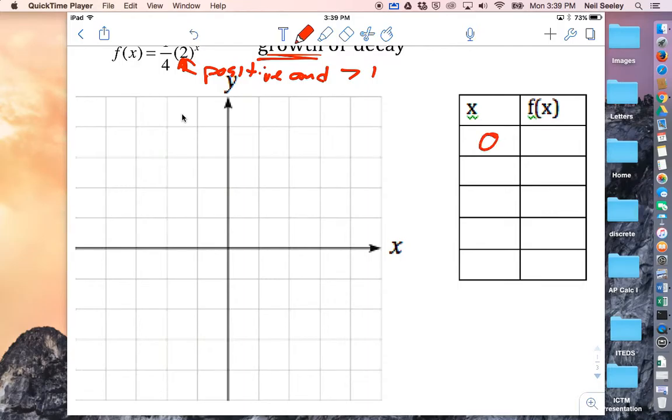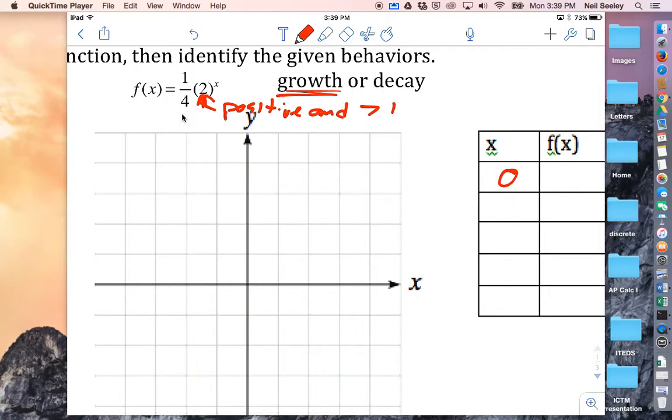I'm going to build it with a table and my knowledge of transformations. When I look at this function, I'm going to, in the beginning, go, oh, look at that 1/4. That's a 1/4 vertical shrink, so I know that this graph is compressed vertically. I have a sense of what a 2 to the x graph looks like, so in my mind I'm thinking of this growing function. As I plot points, keep those ideas in mind.